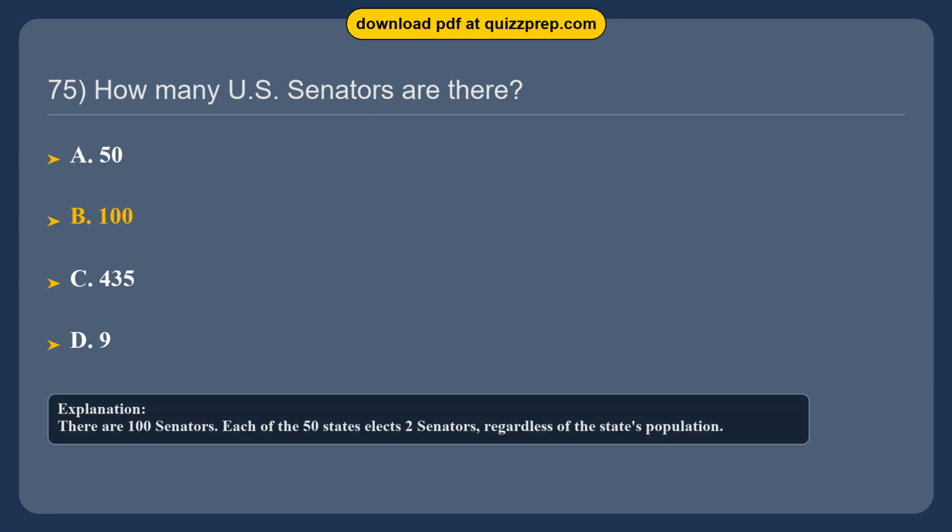Each of the 50 states elects 2 senators, regardless of the state's population.